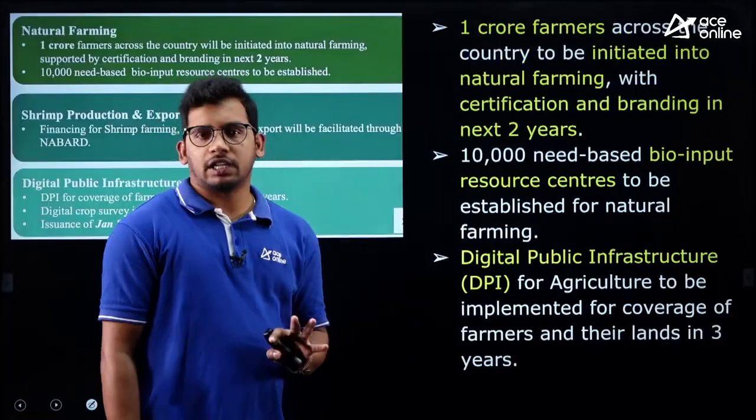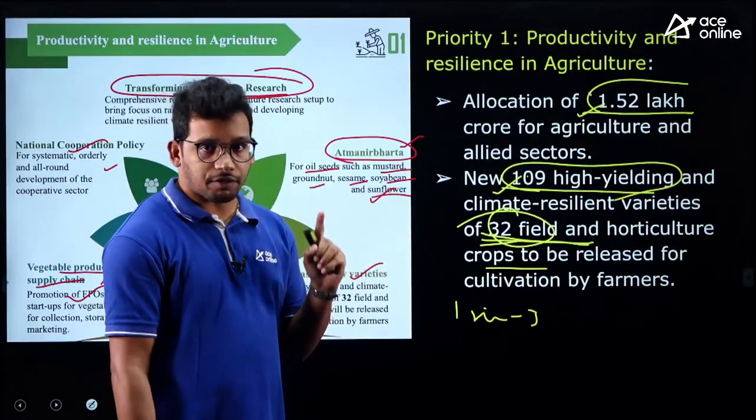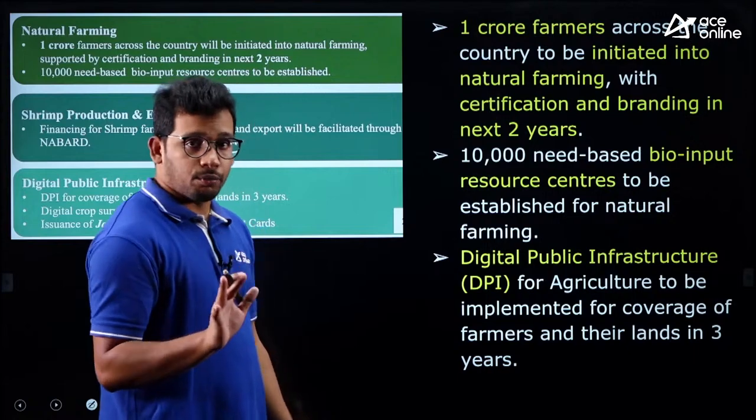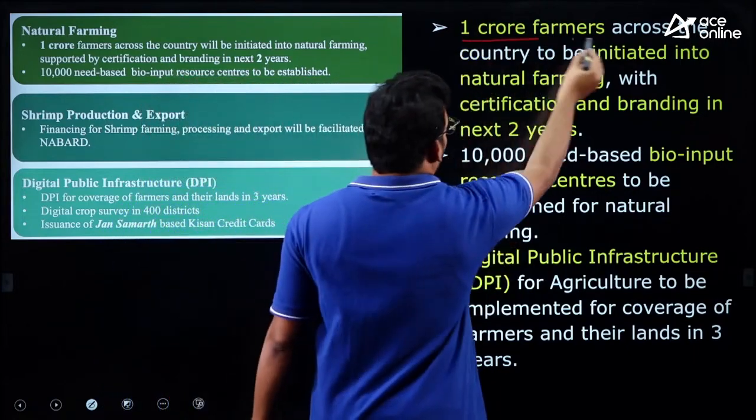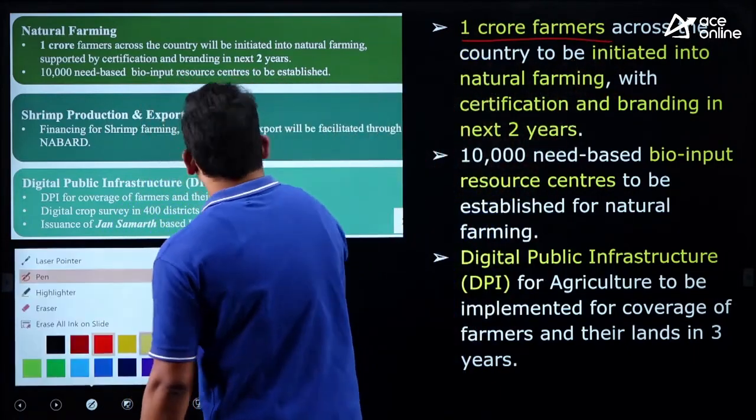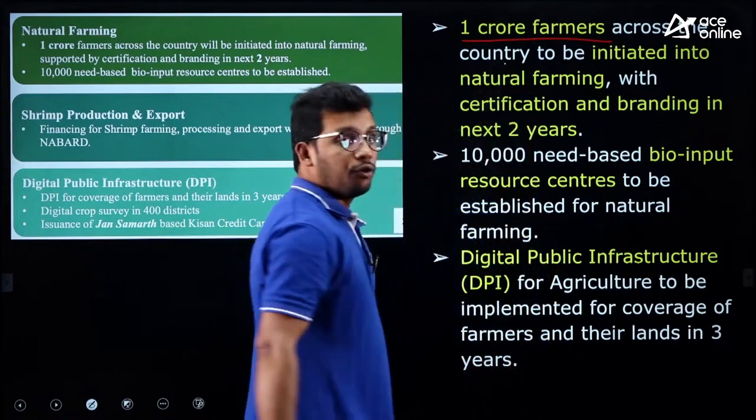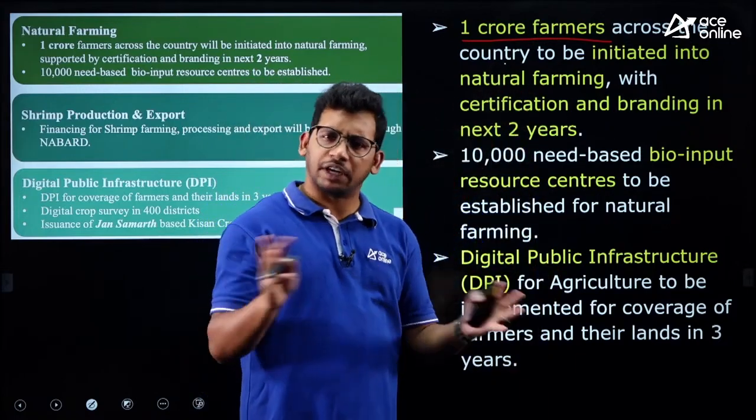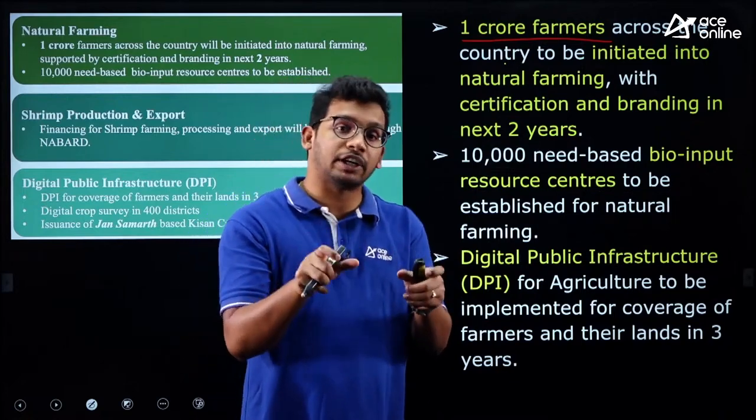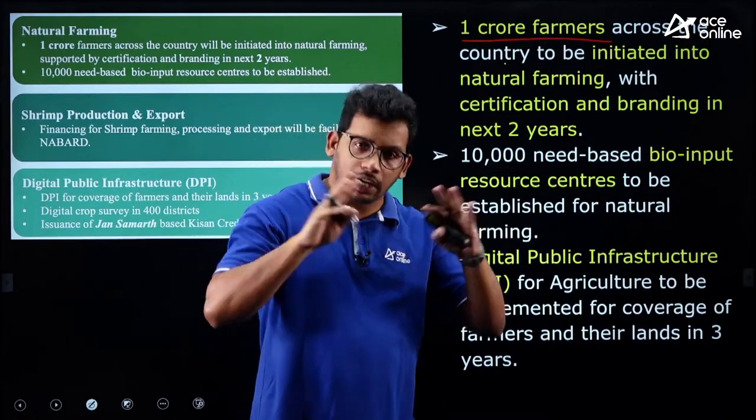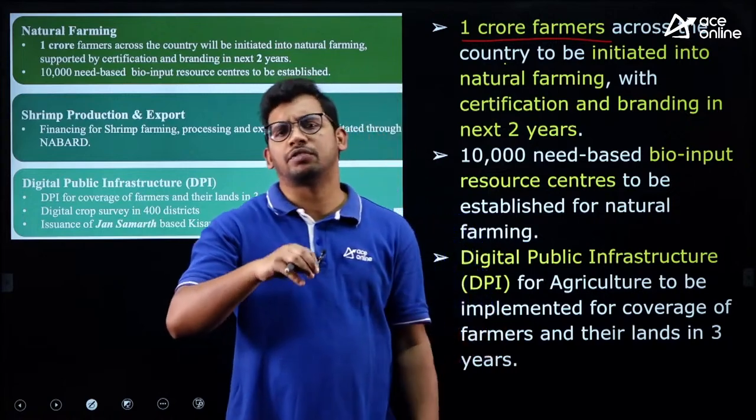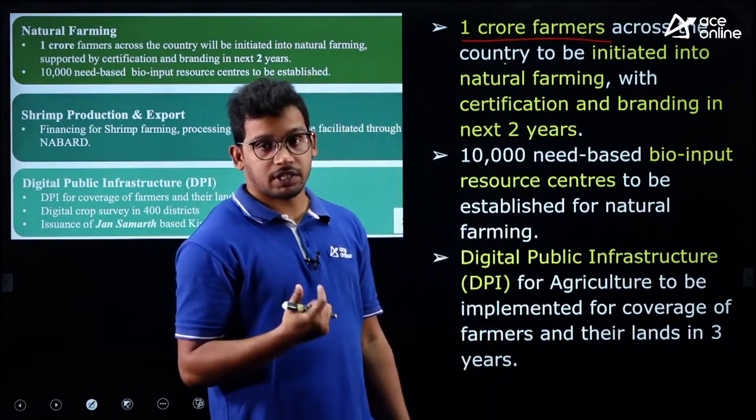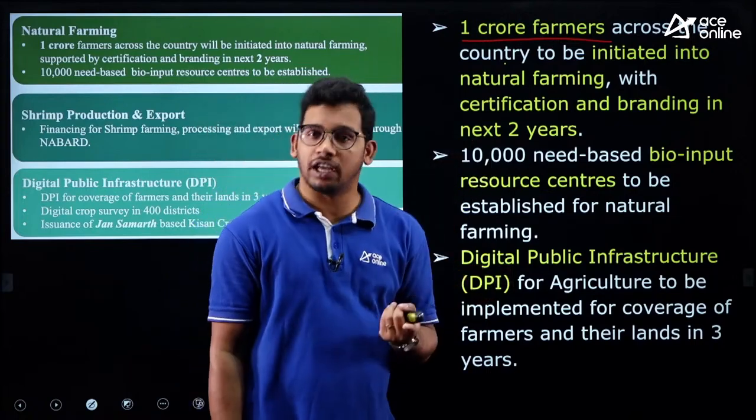Now continuing with agriculture itself, we are discussing the first priority. Under that we have seen a few initiatives, still there are a few more initiatives for agriculture. 1 crore farmers across the country will be trained in natural farming. We are using a lot of pesticides and fertilizers, but that is having an effect on climate change. For example, rice fields are a major contributor to methane emission because we are using a lot of artificially made fertilizers and pesticides. Now the government wants to encourage natural farming.